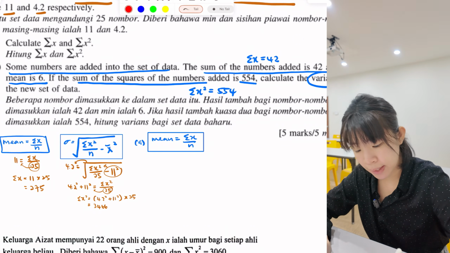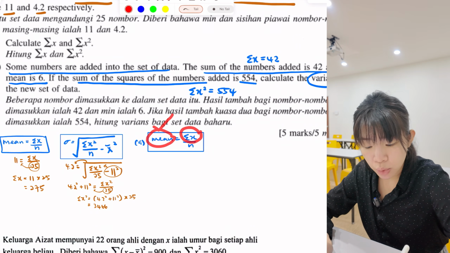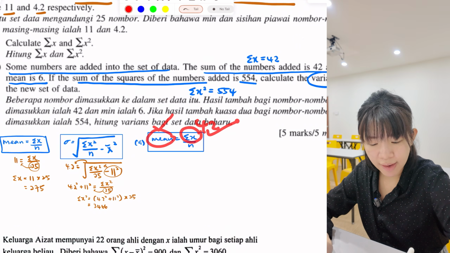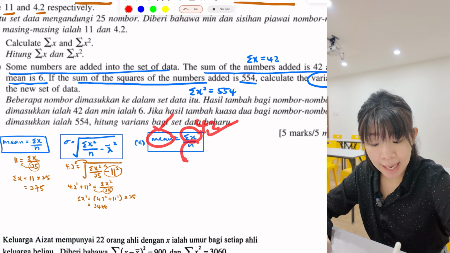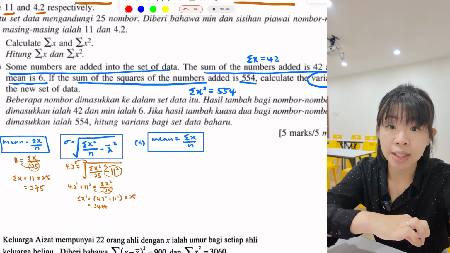Check what do we have. Okay, we know that the mean is 6, and the sum of x is 42. So we can find n now, to know how many numbers were actually added.